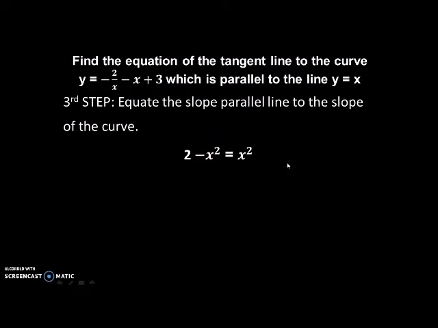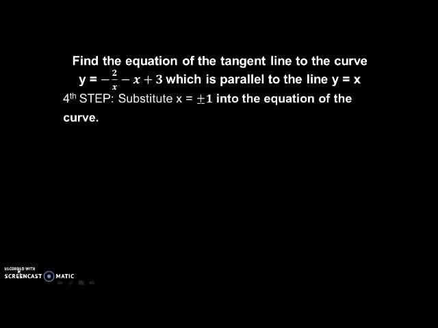So we need to isolate x in order to get its value. So we need to transpose negative x squared to the other side. So here it is, 2 is equal to x squared plus x squared. We will add the x squared. So 2 is equal to 2x squared. So let us divide both sides by 2 to get the value of x squared. Then we get the square root of 1. The square root of 1 is positive and negative 1.